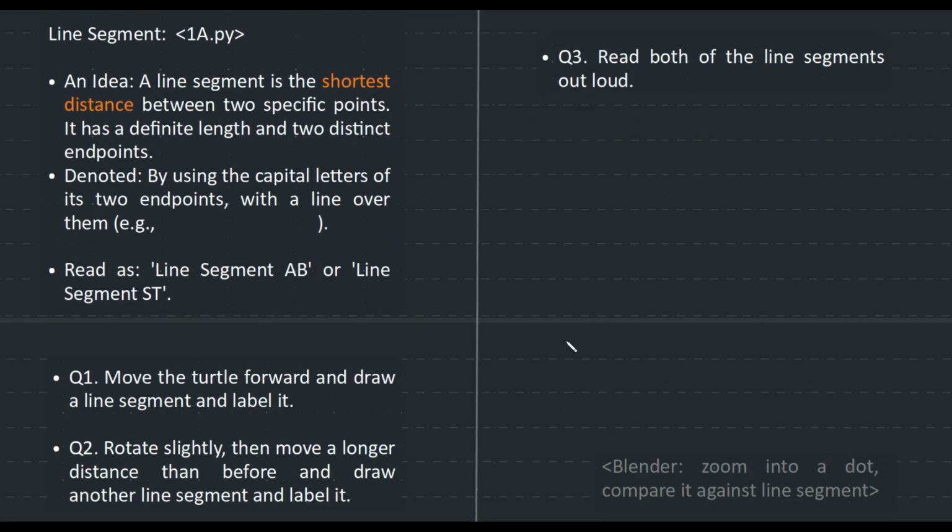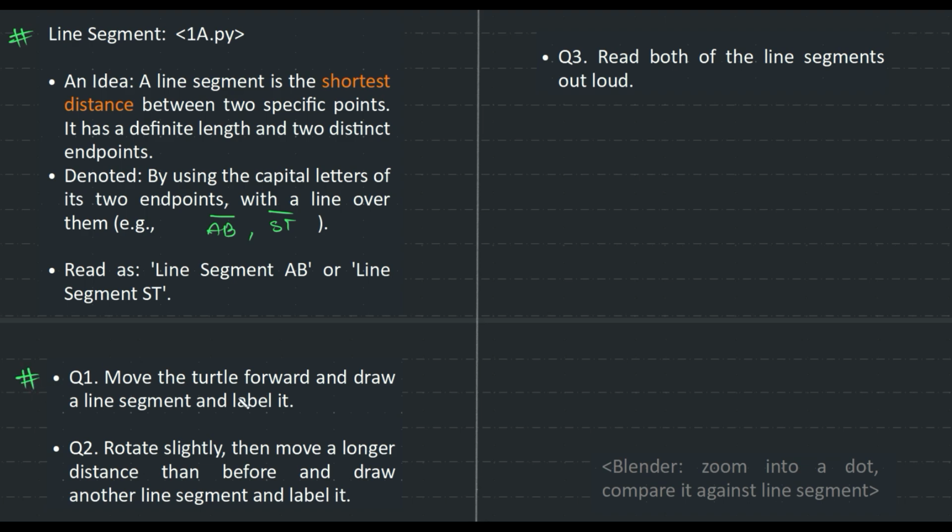Now let's move on to line segment. A line segment has to do with the shortest distance between two specific points. It has a definite length and two distinct endpoints. It's denoted using the capital letters of its two endpoints with a line over them. For example, AB with a line over it. This is read as line segment AB or line segment ST.